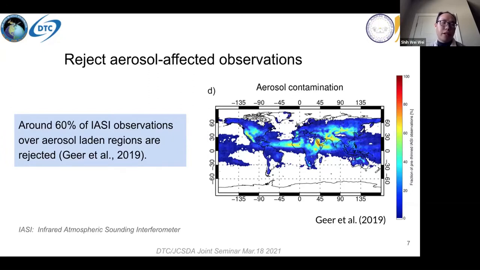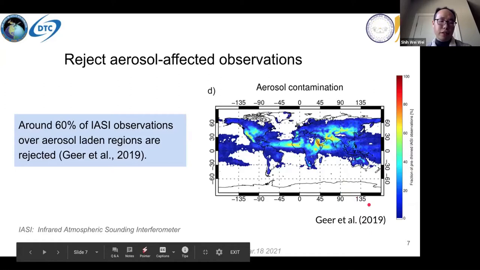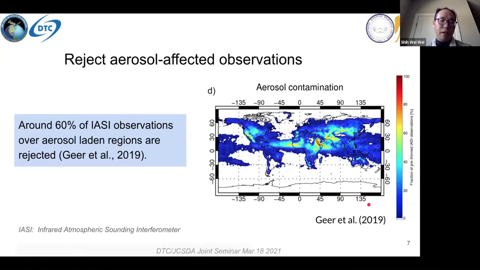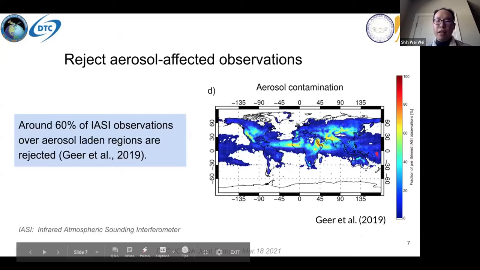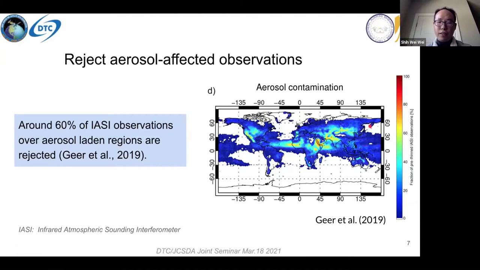So given this kind of cooling effect on radiance observations, when we deal with this aerosol-affected data, we can reject those aerosol-affected observations. Like the current ECMWF approach, they implement an aerosol detection method to identify and reject those aerosol-affected data for high spectral IR sensors. Work from 2019 shows about 60% of the radiance observations are rejected over those aerosol-laden regions.